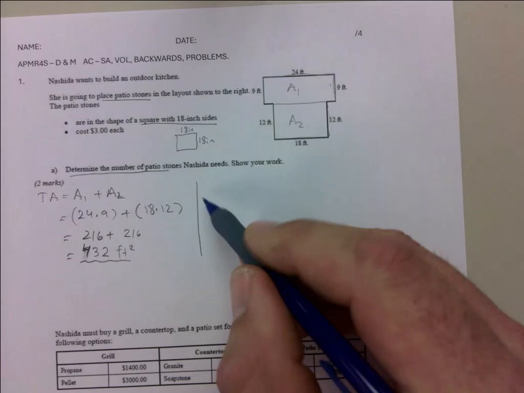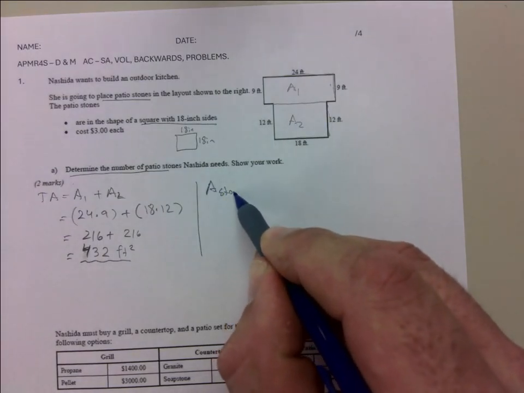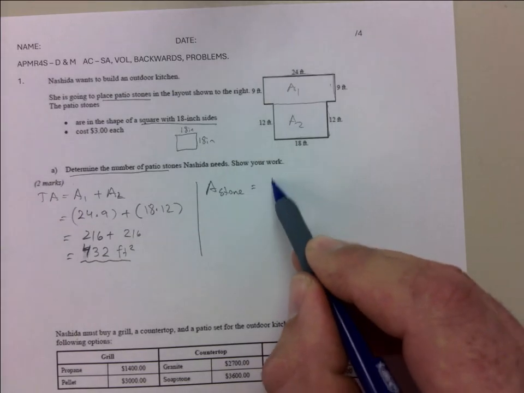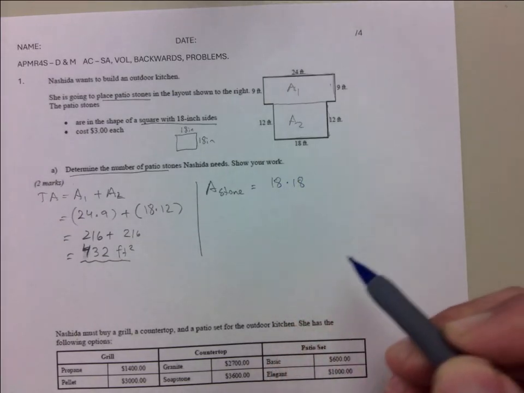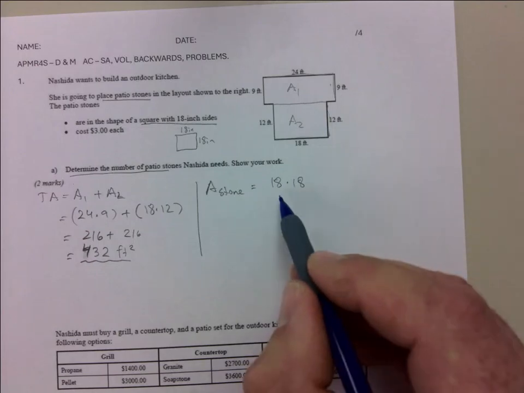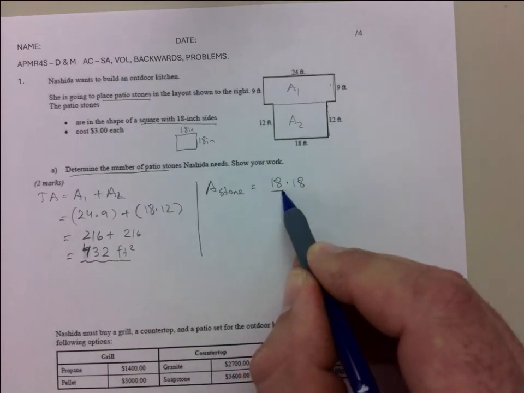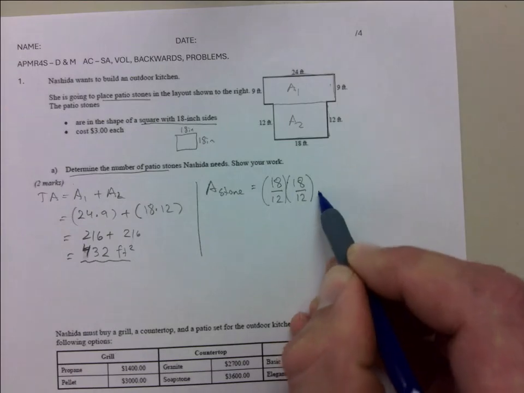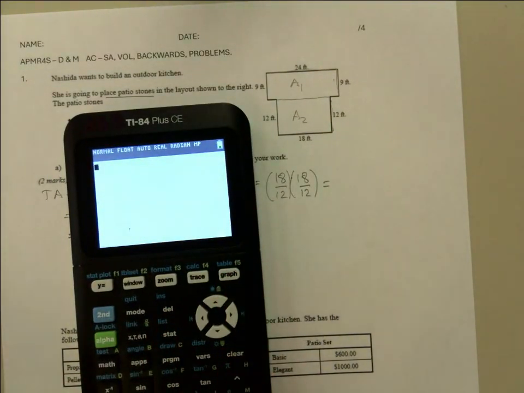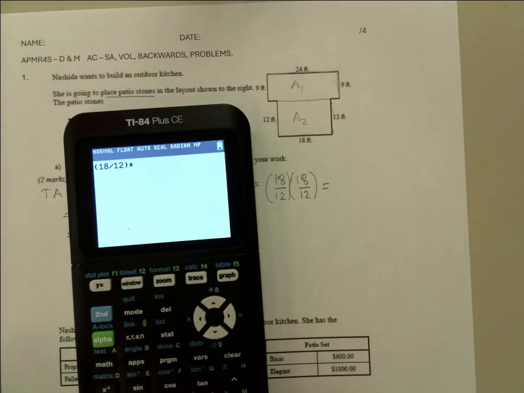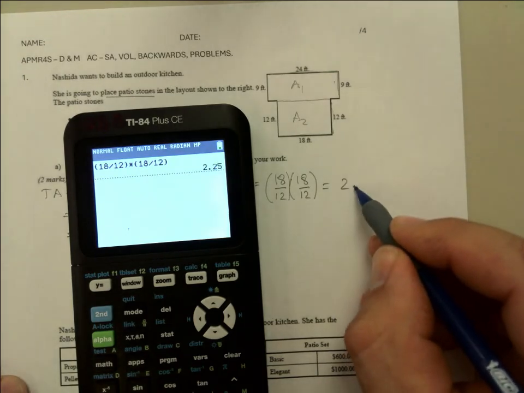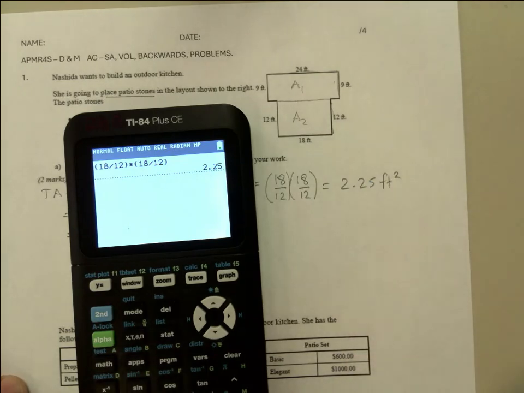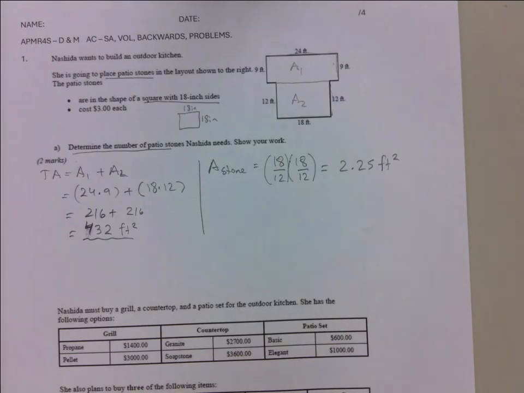So now I need to find the area of a stone, right? And it's 18 times 18. Okay, 18 times 18. But that's inches, so I'm going to do the trick where I divide it by 12 right away. So it's this length times width. So the way you want to do it, that's up to you. 18 divided by 12 times 18 divided by 12. Okay? So that's 2.25 square feet for each stone.